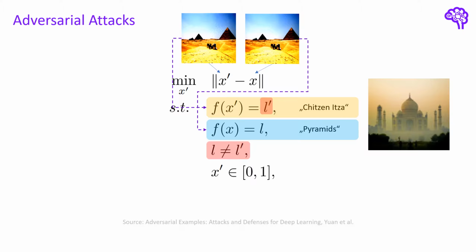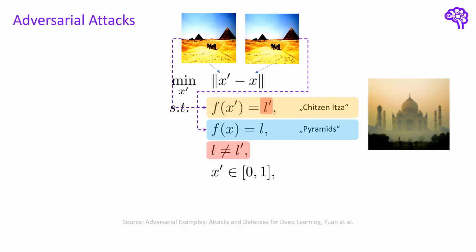Now, as this is just another optimization problem, we can again simply use an optimizer and use the gradients to create X prime. And that's exactly what we will do in the code. We adjust the original image according to the gradients until it fulfills the constraints. The changes compared to the original image are usually also called perturbations.